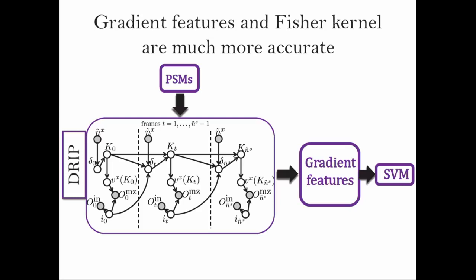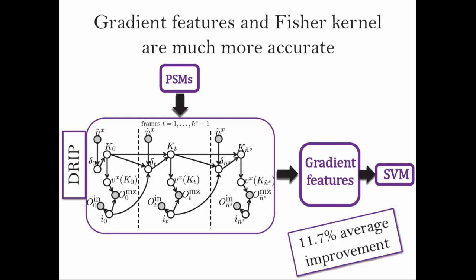In our work, we show that a non-heuristic approach works a lot better. Specifically, we derive the gradients of DRIP. Using these gradients, we curate the feature space. The resulting Fisher kernel results in state-of-the-art accuracy of an average of 12% over all datasets.